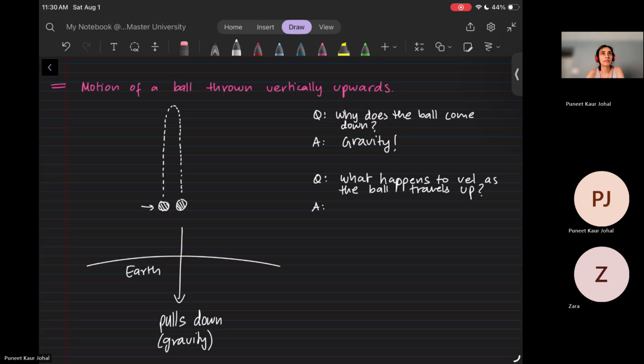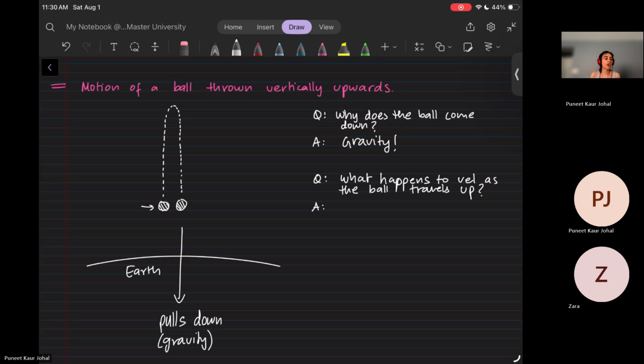Increases. Okay, that's a really good guess. That's what most of the students say. Think about it. If your velocity kept increasing as you threw it up, wouldn't your ball just go into space? It'll just keep going. Decreasing. Yeah, it decreases, right?